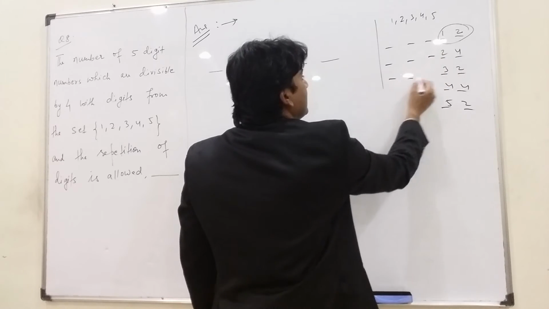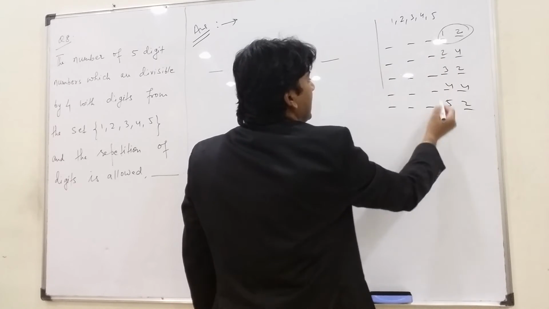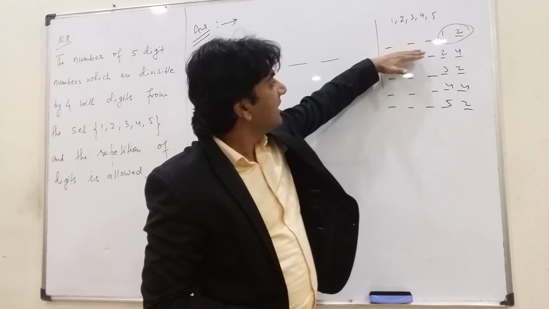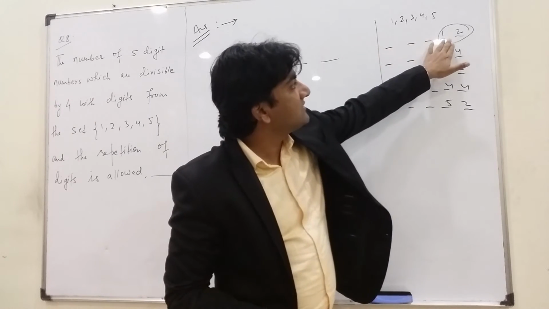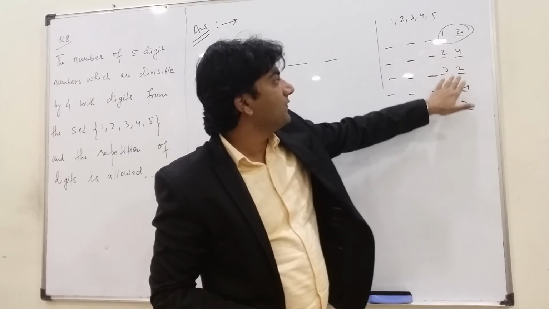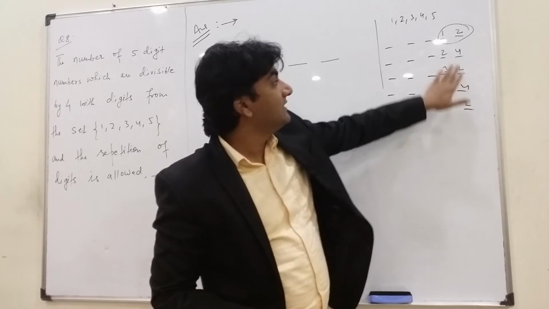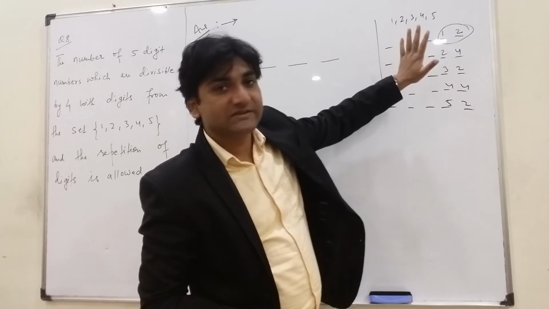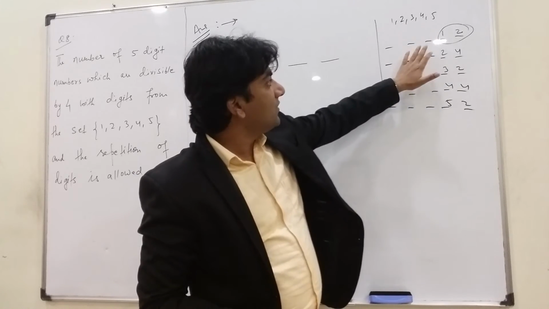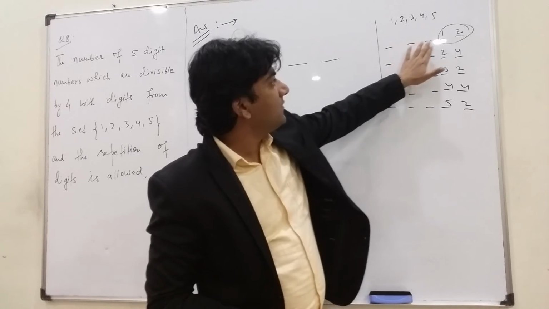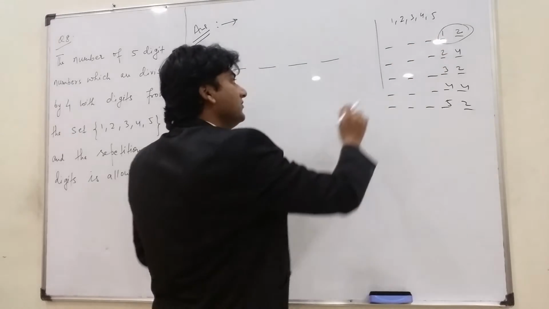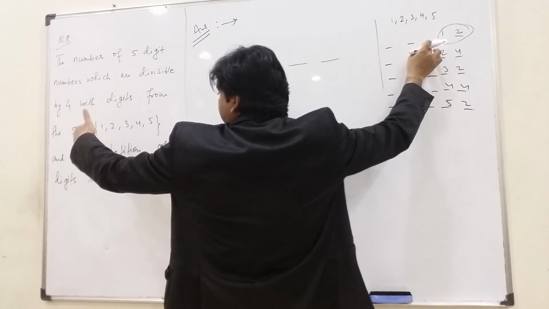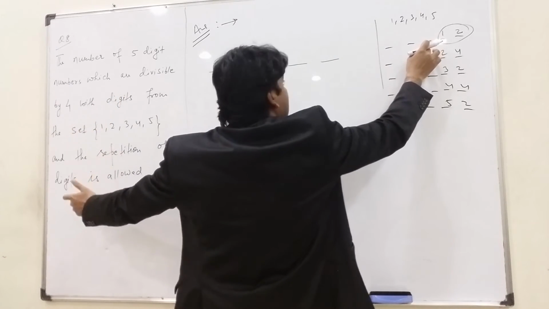So we got 5 cases for the last two places. In the first case, these must be 1 and 2. Then 2 and 4, 3 and 2, 4 and 4, and 5 and 2. These are the 5 cases. Let us understand the first case. In the first case, 1 and 2 is fixed. What about these 3 places? Repetition of digits is allowed.